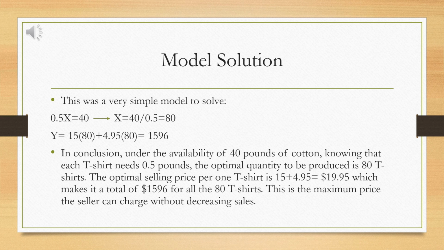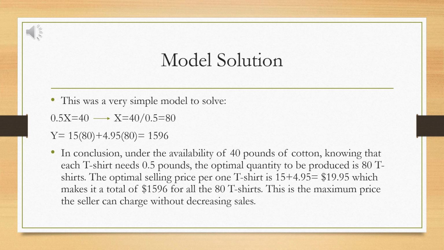And if y is 15x plus 4.95x, then y is 15 times 80 plus 4.95 times 80, which is 1,596. In conclusion, under the availability of 40 pounds of cotton, knowing that each t-shirt needs 0.5 pounds, the optimal quantity to be produced is 80 t-shirts.